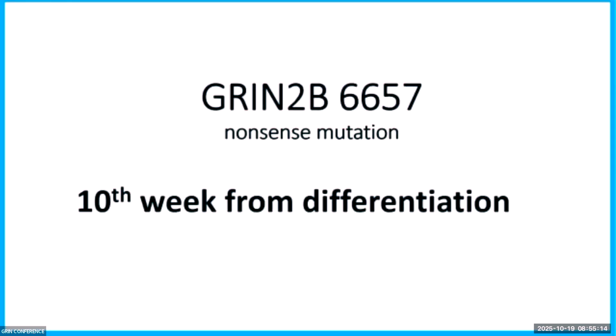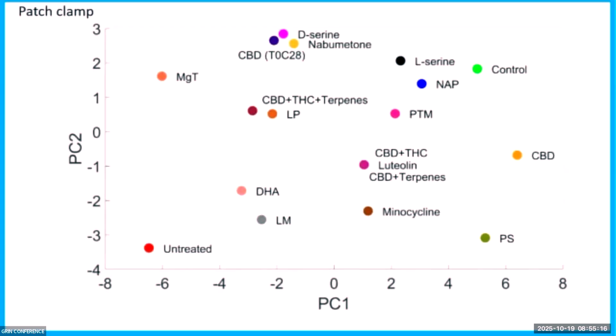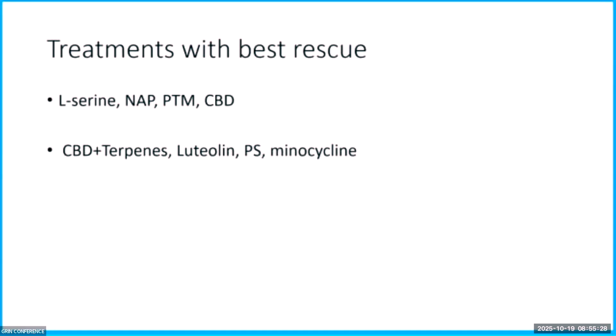So this is the third patient, okay? Each of these dots again represents hundreds of neurons recorded. And we can see for this patient specifically, the best rescues are L-serine, NAP, PTM, CBD, and then CBD plus.